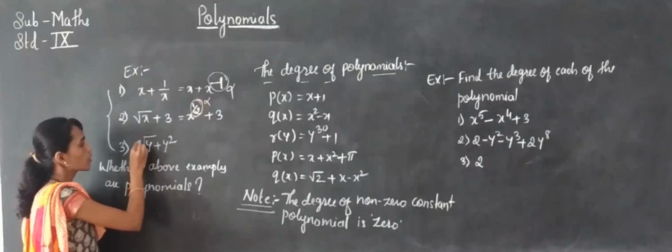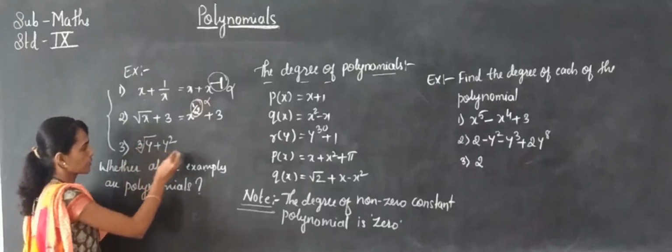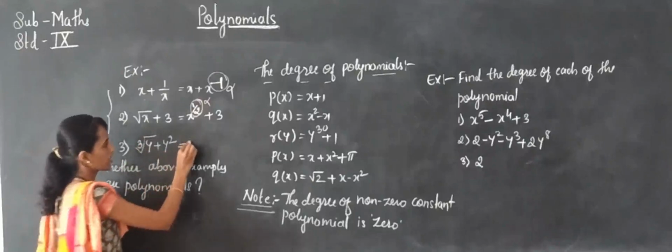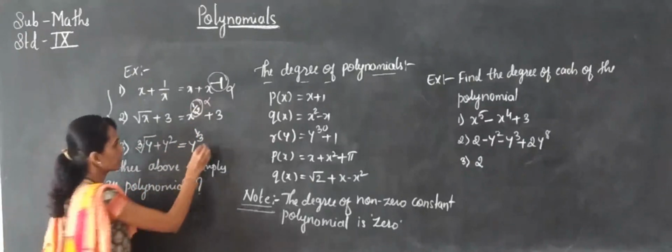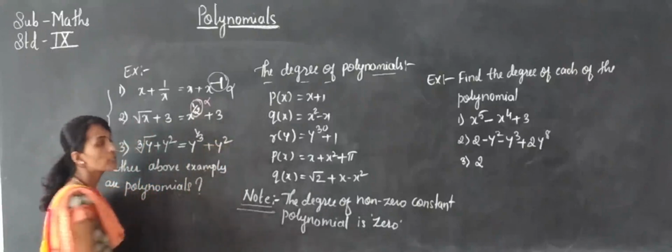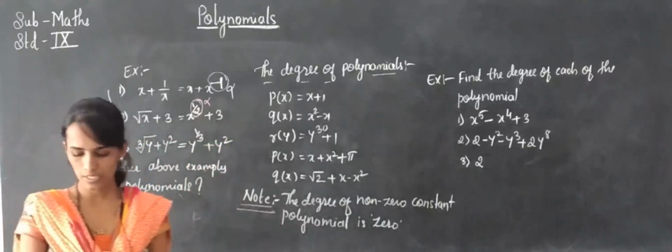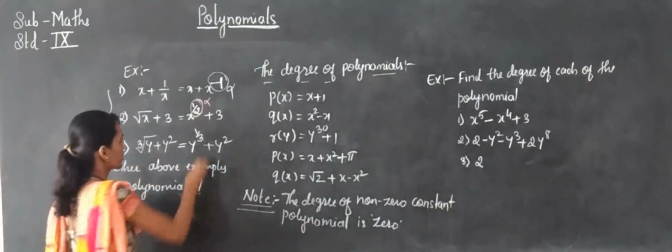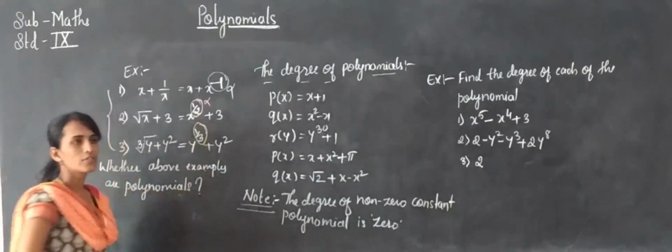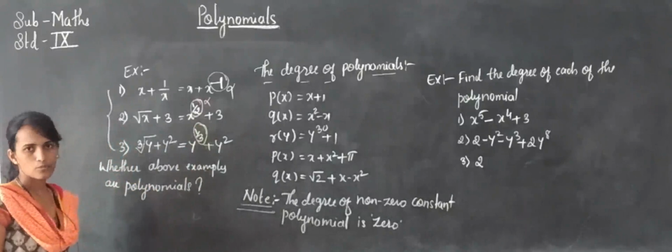Here we have the cube root of y plus y square. The cube root of y we can write as y to the power 1 by 3, plus y square. So is 1 by 3 a whole number? No, 1 by 3 is not a whole number. So that's why the third example is also not a polynomial.